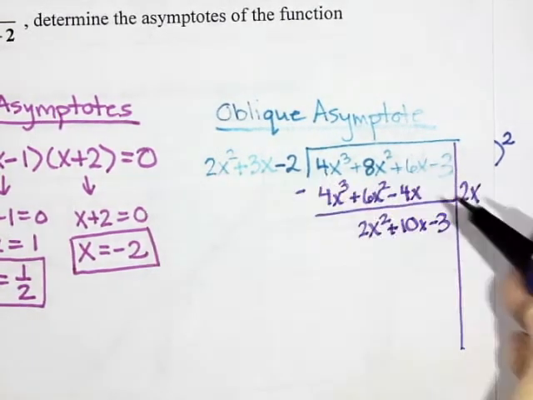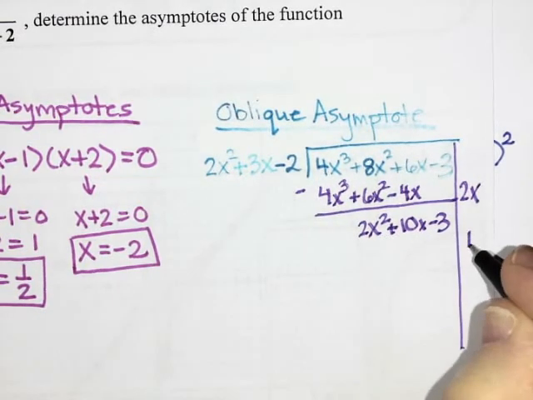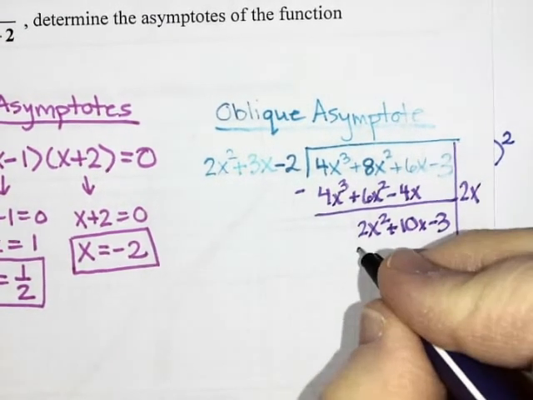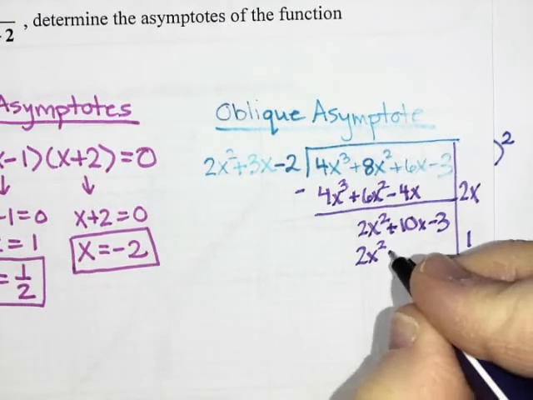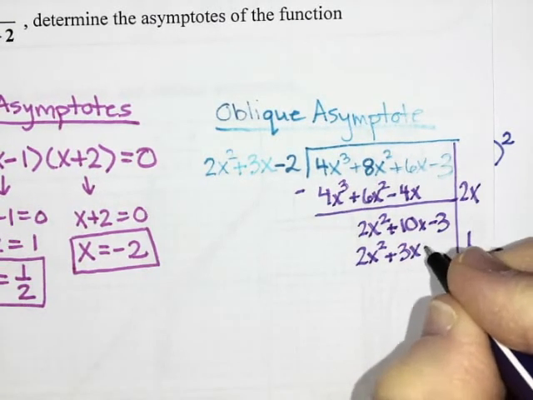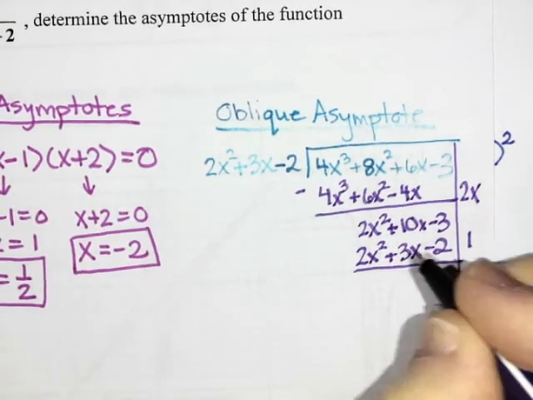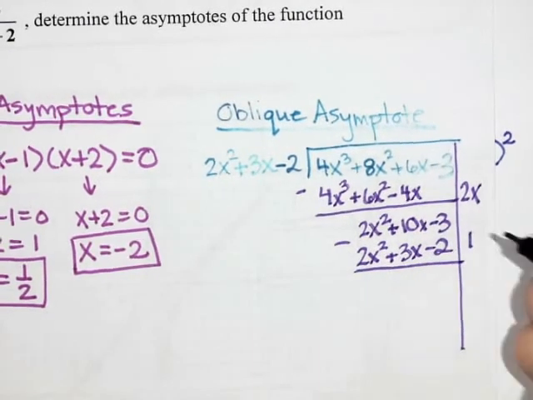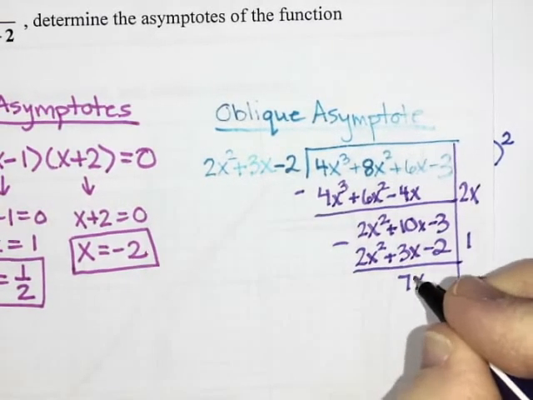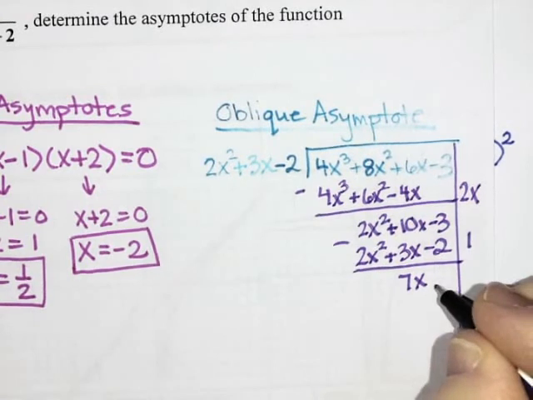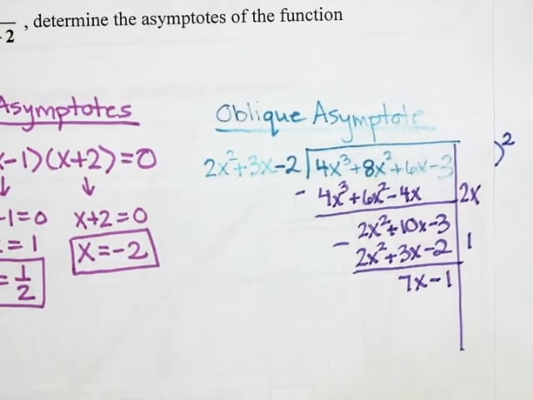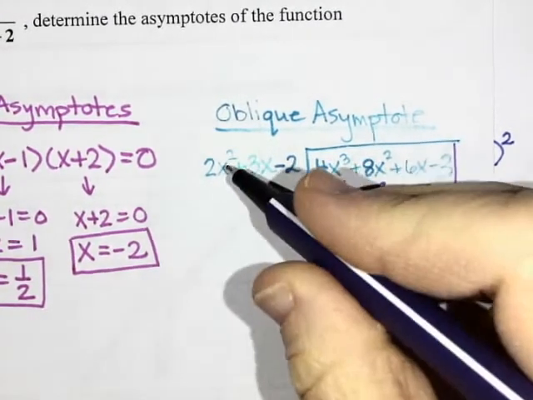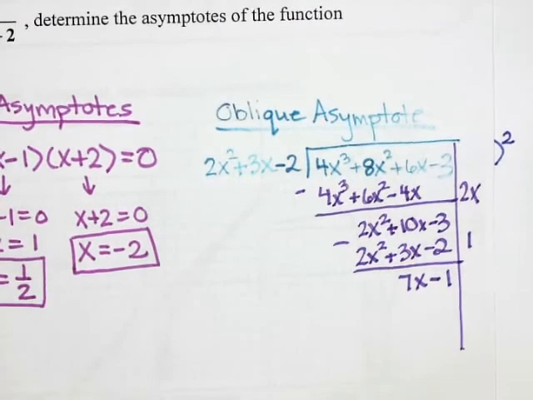How do I turn a 2x squared into a 2x squared? I just multiply by 1. So I get 2x squared plus 3x take away 2. 2 take away 2 is 0. 10 take away 3 is 7. And negative 3 take away negative 2 is negative 1. This is my remainder. I can't put an x squared into an x, so I can't go any further.